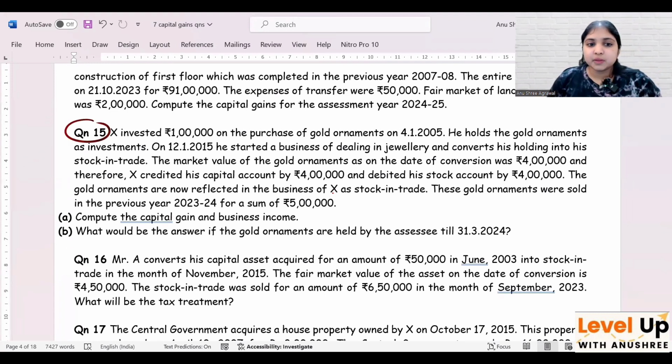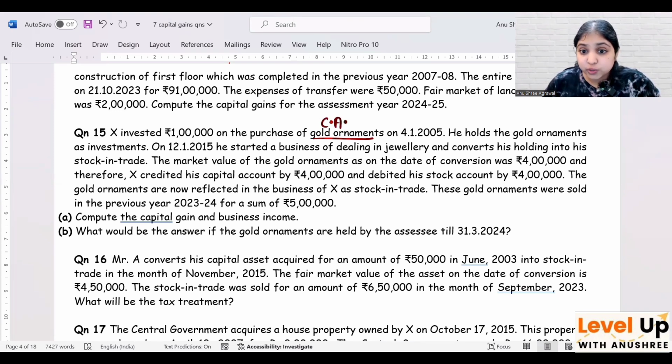X invested 1 lakh on the purchase of gold ornaments on 4th Jan 2005. Guys, only one reading we can afford, be careful. He holds the gold ornaments as investment. On 12th Jan 2015, he started a business of dealing in jewels and he converts his holding into his stock in trade. Understood? Earlier gold ornaments were his investment, which means earlier gold ornaments were his capital asset.